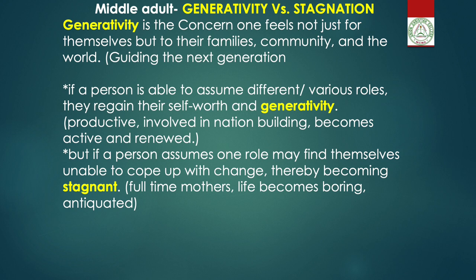Mahihirapan sila sa mga changes na nangyayari sa society. Kunwari, siya ay nanay lang ng limang anak. And then, asawa siya. So, kung yun lang yung role niya, hindi na siya halos lumalabas sa bahay, the things that she does are just household chores. Wala nang iba, hindi na siya nakikipag-usap sa ibang tao. That will be stagnation. Okay?